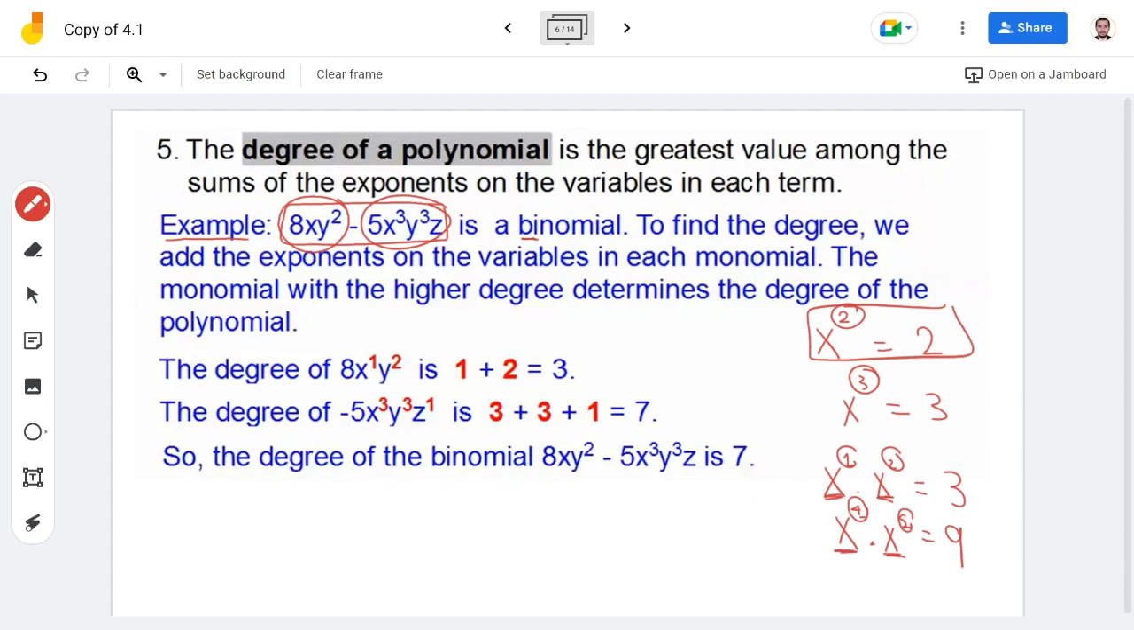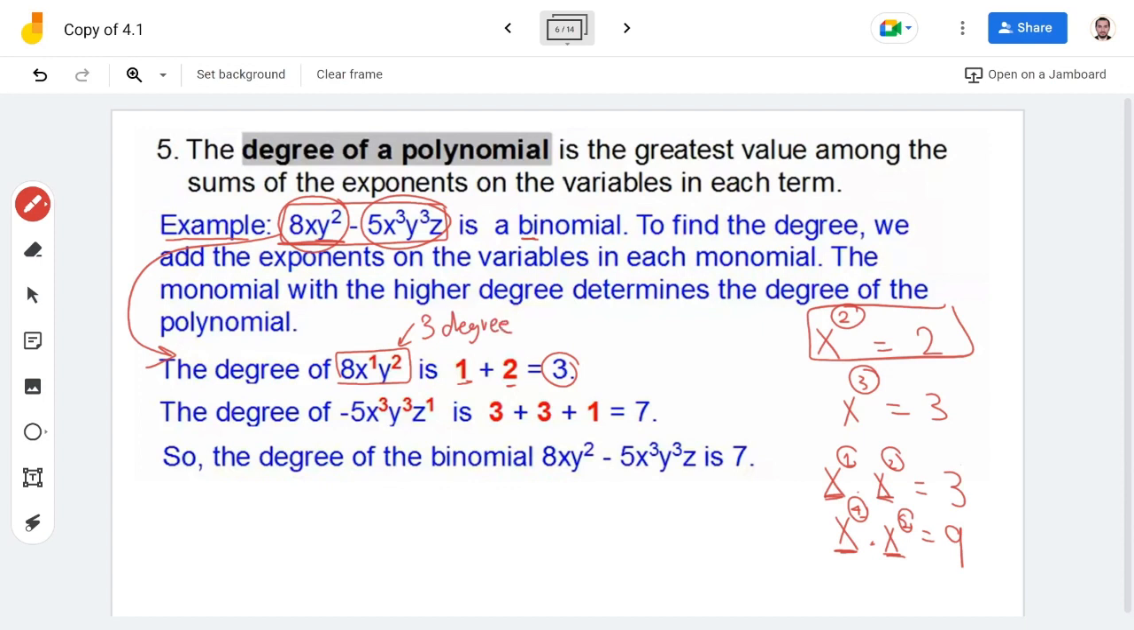So now if you look at this question here, let's take 8xy squared first. x to the power of 1 and y to the power of 2 means 1 plus 2 is 3. So the first part of the polynomial is of degree 3.